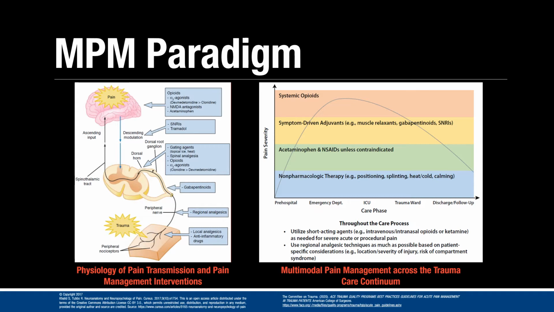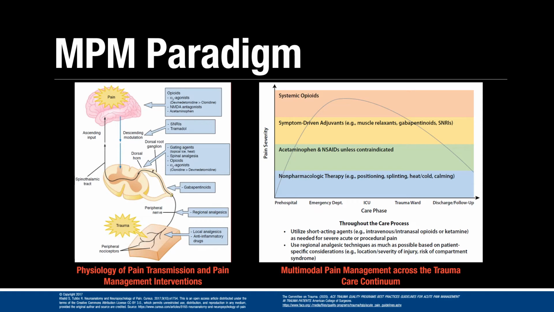On the right here, we see the multimodal pain management paradigm across the trauma care continuum. So we see that it highlights that regional anesthesia techniques should be used as much as possible based on patient-specific considerations, and we see that non-pharmacologic therapy, Tylenol and NSAIDs, symptom-driven adjuvants like muscle relaxants, etc., and systemic opioids all play a part in dealing with a trauma patient's pain from pre-hospital to discharge. And as the pain severity goes up, you add more modalities to adequately cover their pain.